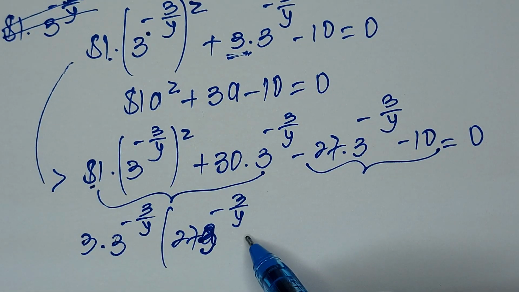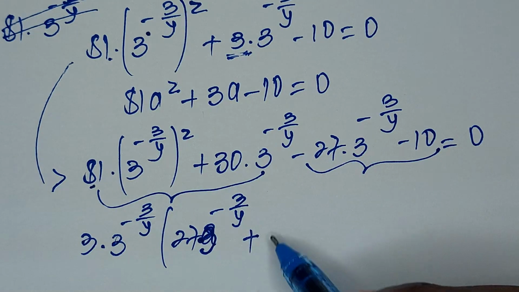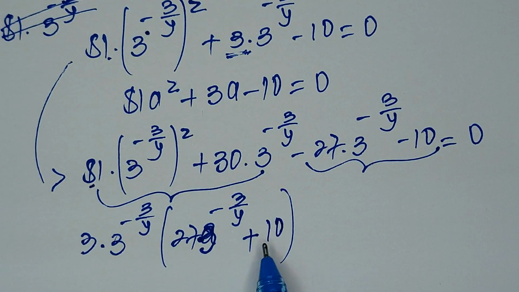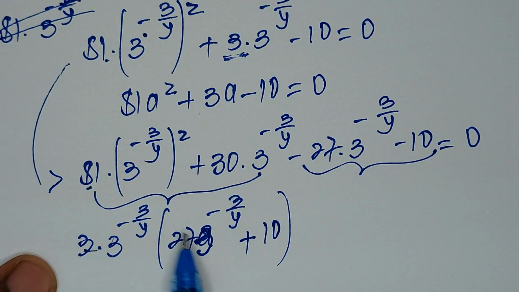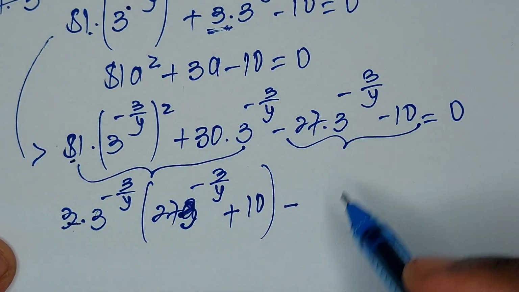Here I'm going to be left with what? Plus 10, because 3 times 10 is 30. So if I multiply this by this, I get this, and if I multiply this by this, I get this, okay? Minus, now here we're going to have what?